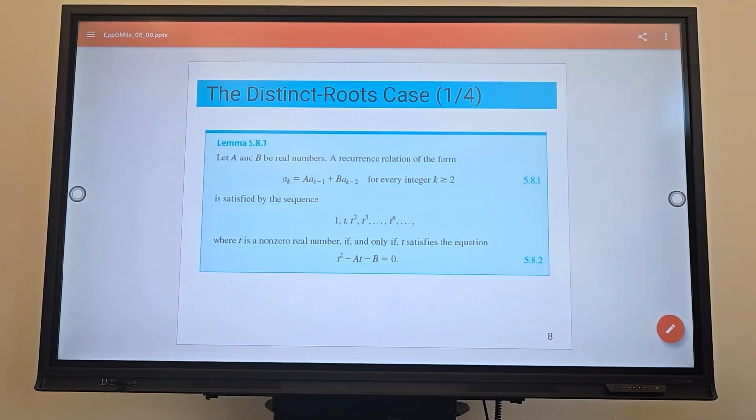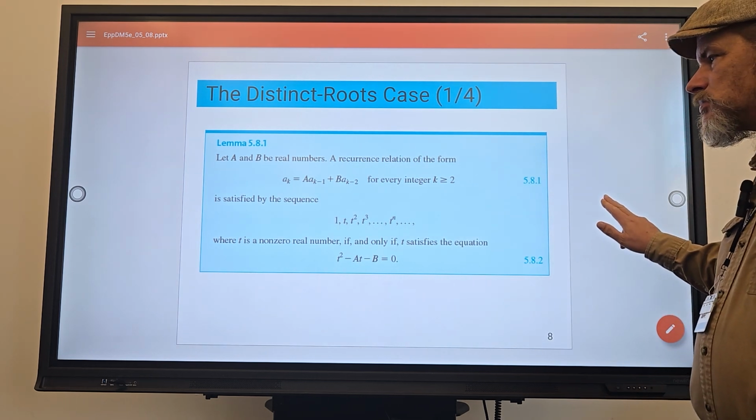Let A and B be real numbers. A recurrence relation of the form like we looked at in the previous few slides is satisfied by the sequence 1, t, t squared, t cubed, t to the n, etc., where t is a non-zero real number, if and only if t satisfies the equation t squared minus at minus b equals 0. That's lemma 5.8.1.